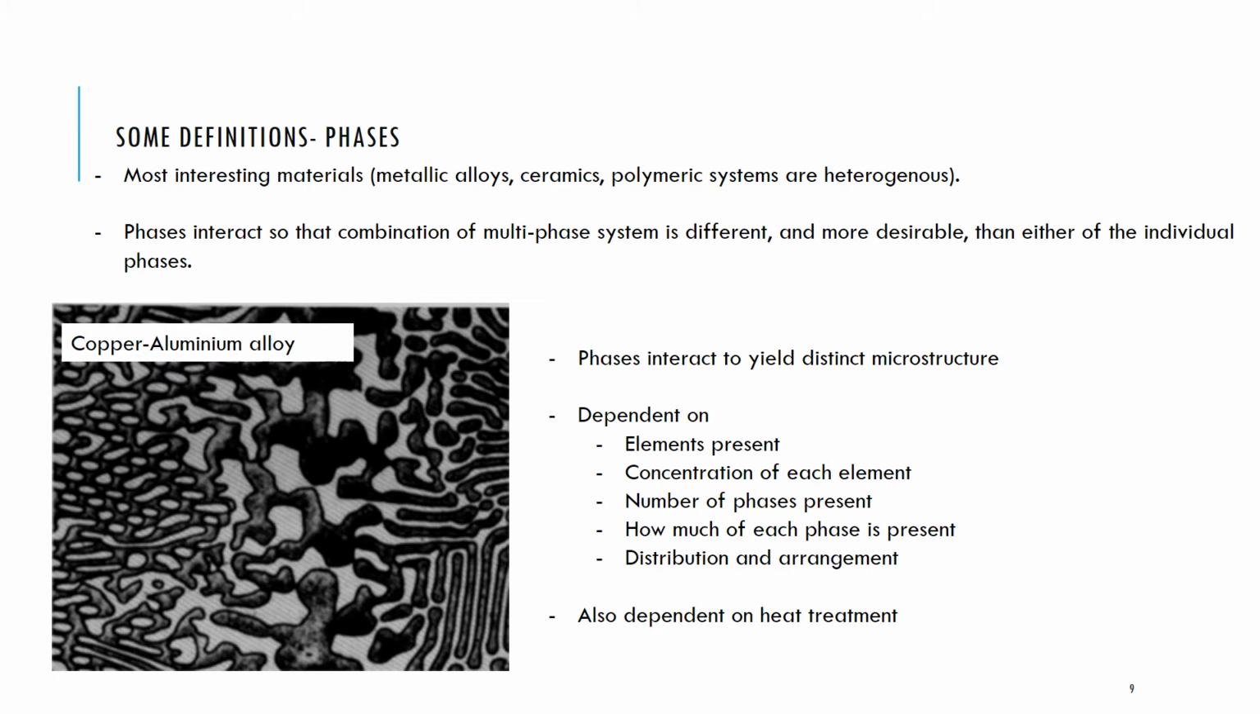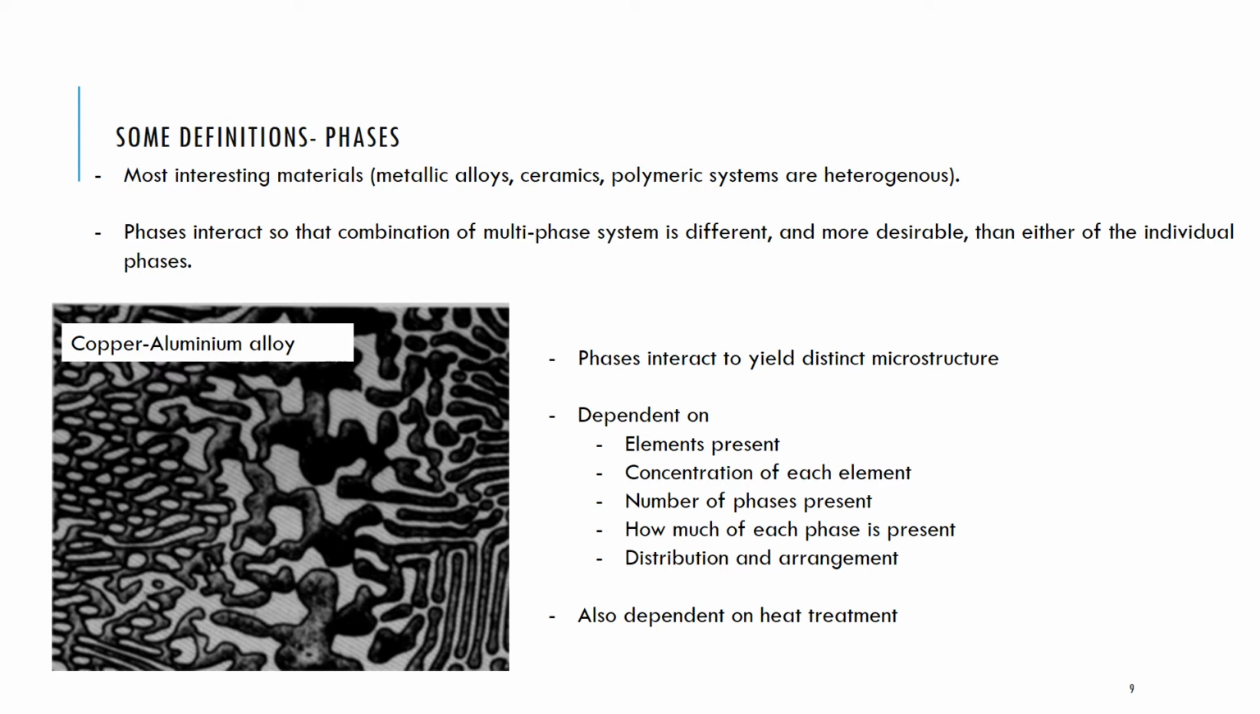Now, the whole point of combining two metals to form an alloy is often to take the best qualities of the two metals in question to make a material that is superior to either of the individual metals on their own. And what happens is that the phases interact to yield a very distinct microstructure. So have a look at the copper aluminium alloy that I show you there. There's a lighter region and a darker region. The lighter region is one phase and the darker region is another phase. And each one of those phases will have a different concentration of copper and aluminium. And the whole process is about the system coming to equilibrium and a balance being found between those phases.